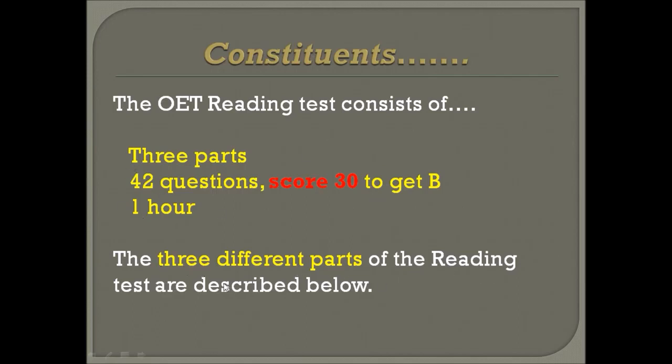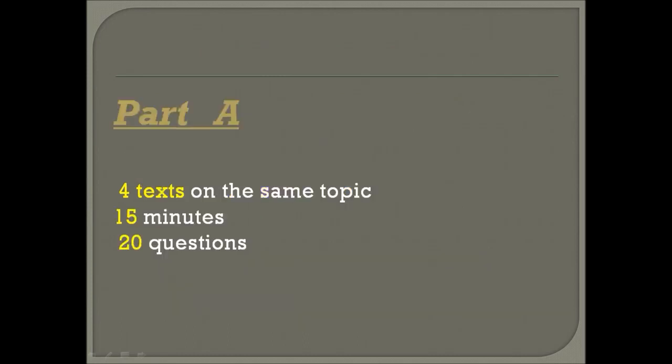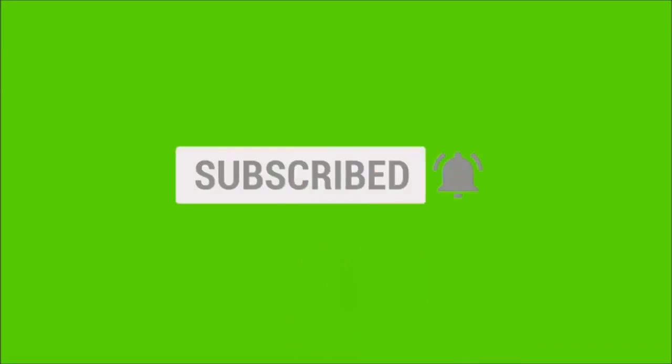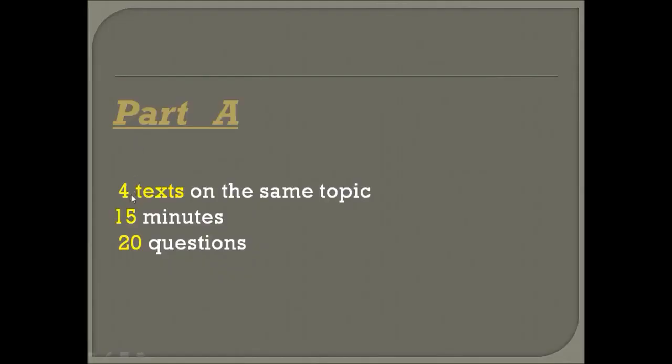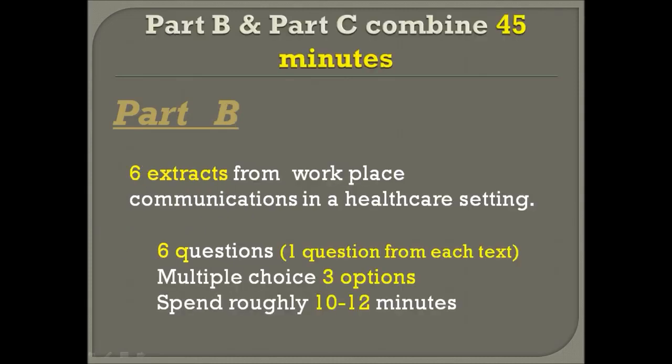There are 3 different parts of the reading test that are described below. So let's discuss briefly. In part A of the reading test, you have 4 texts on the same topic. For part A you have just 15 minutes. In 15 minutes you have to solve 20 questions. So keep in mind part A: 4 texts, 15 minutes and 20 questions. This is all about part A.